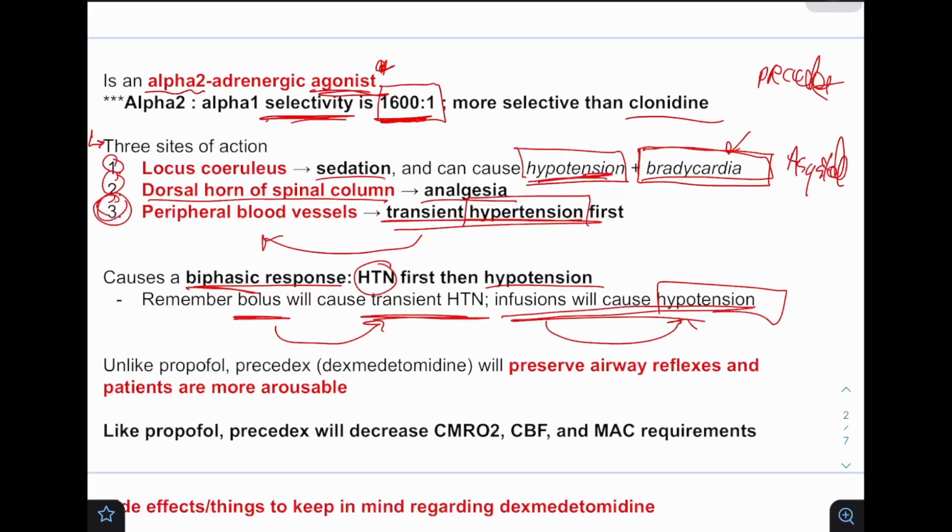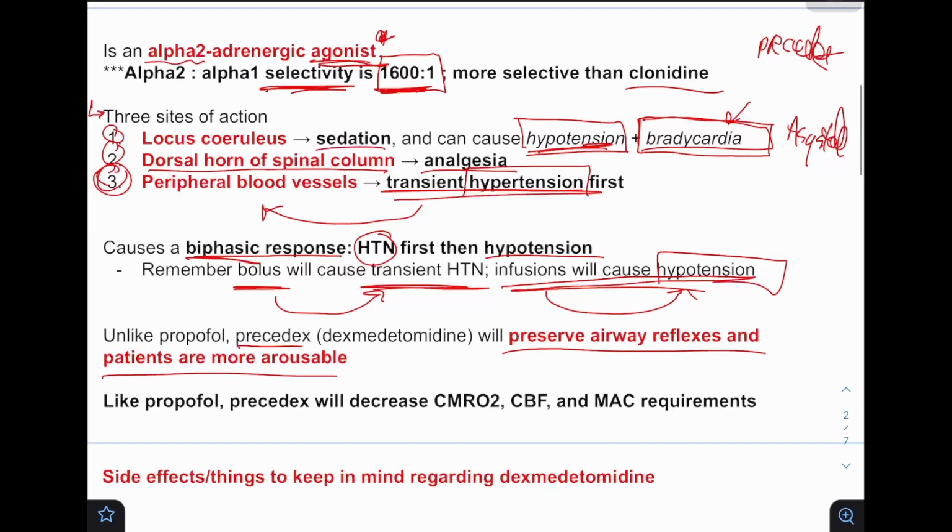Now, a difference between propofol and Precedex is that Precedex will preserve airway reflexes and patients are much more arousable, unlike propofol, where patients will be unable to protect their airway. So Precedex is great for cases where you want minimal sedation, but you want the patient to be comfortable.